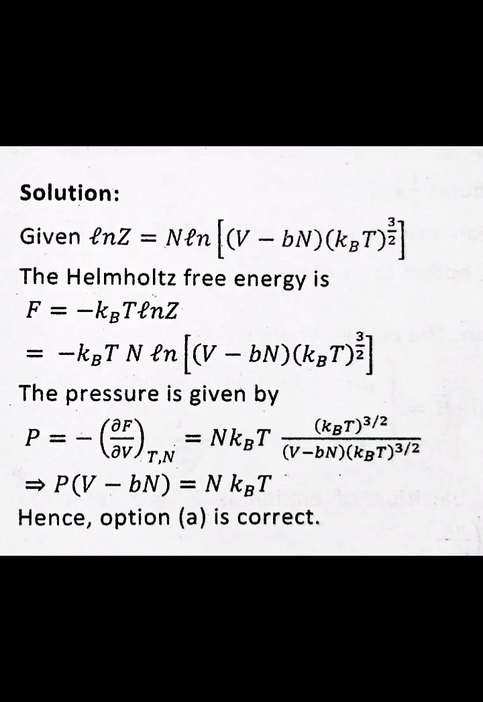Given that ln Z is equal to n ln of [V minus Bn (kBT)^(3/2)]. The Helmholtz free energy F is equal to minus kBT ln Z, and this is equal to minus kBT n ln of [V minus Bn (kBT)^(3/2)]. The pressure P is equal to minus ∂F/∂V, and this is equal to n kBT divided by [V minus Bn (kBT)^(3/2)]. So P into (V minus Bn (kBT)^(3/2)) is equal to n kBT. So the answer is option A.